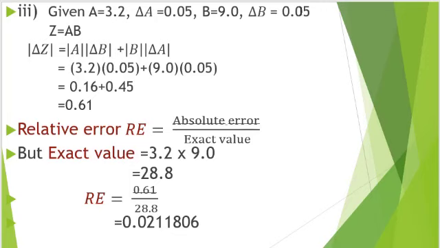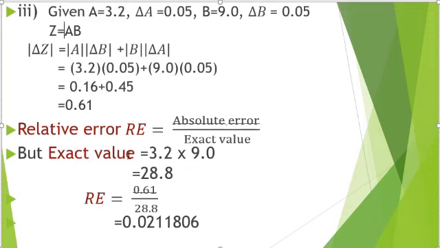Then Roman 3. Given A is 3.2, then error in A is 0.05, B is 9.0, then the error is still 0.05. Then here we are looking for the product AB. What is the absolute error expression? It is A times change in B plus B times change in A. Then we substitute in, our A is 3.2, our change in B is 0.05, our B is 9.0, our change in A is 0.05, giving, when you put that in the calculator, the final answer 0.61.